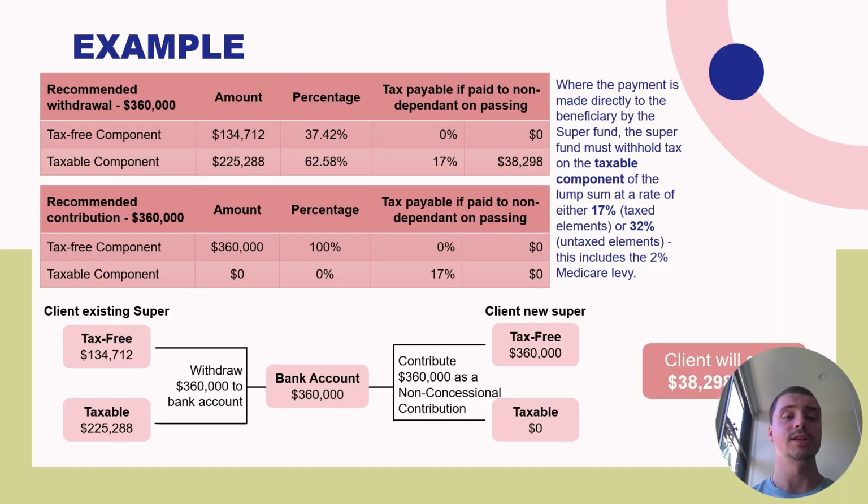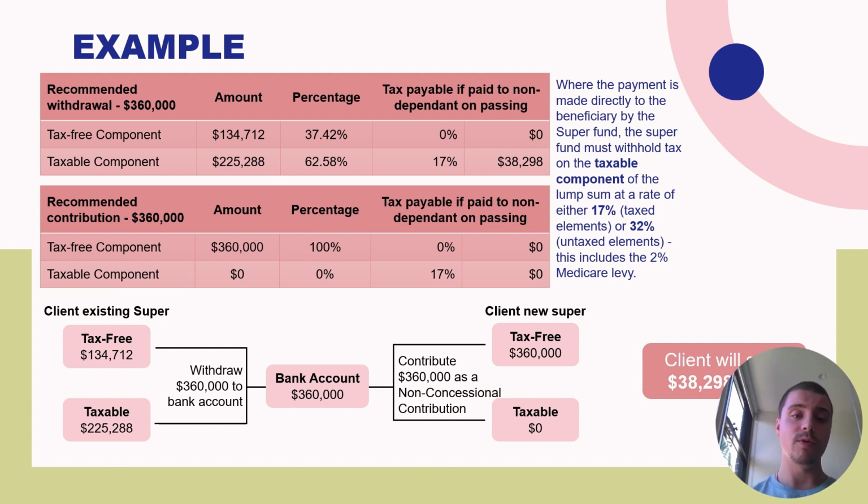So let's look at a working example here. We've got a super fund that has a balance of $360,000. That's broken into 2 different components: your taxable component and your tax-free component. The taxable component in this example is made up of about $225,000, with the remaining balance in the tax-free component. Now, in the event that a non-financial dependent is nominated as a beneficiary or is going to be in receipt of the monies, the taxable component would be subject to that 17% tax on death. That's your death tax, which equates to about $38,000.